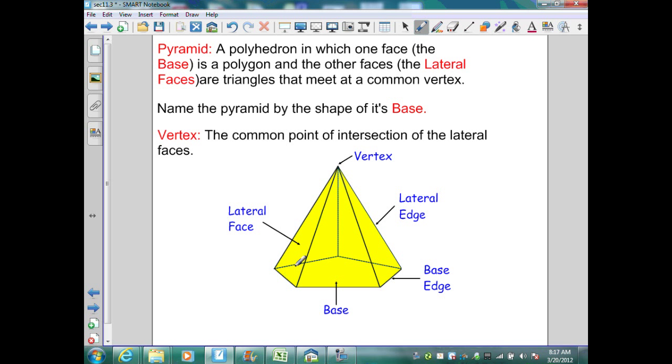In the diagram, I have a pentagon as the base. Therefore, this is a pentagonal pyramid. The base is identified as the pentagon. The intersection of the lateral face and the base creates a segment known as the base edge. The intersection of the lateral faces, which are triangles, creates a segment known as the lateral edge. And of course, the faces intersect at a point known as the vertex.